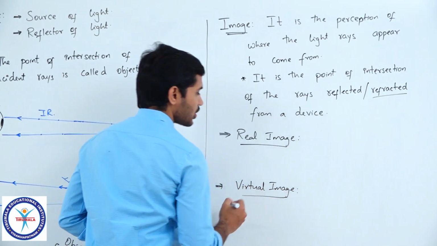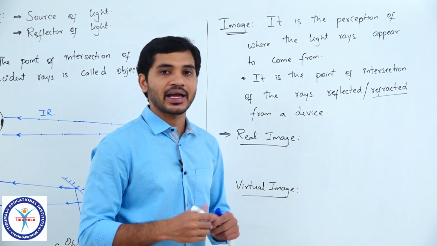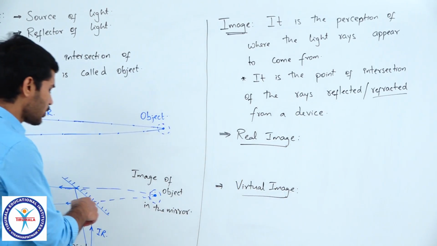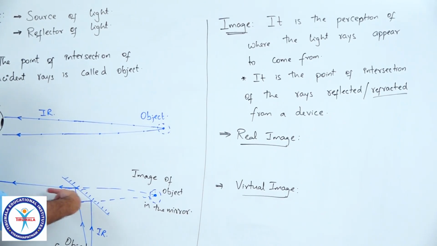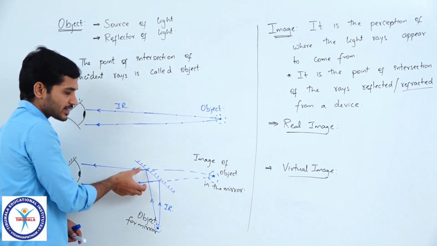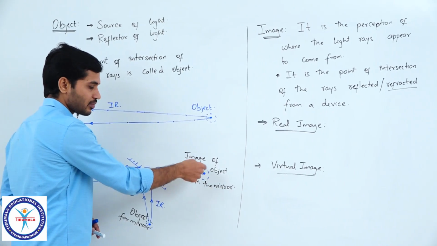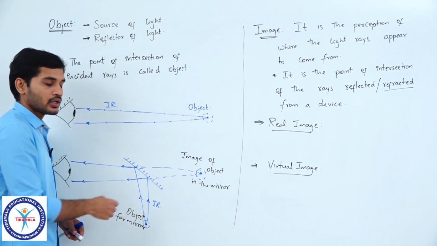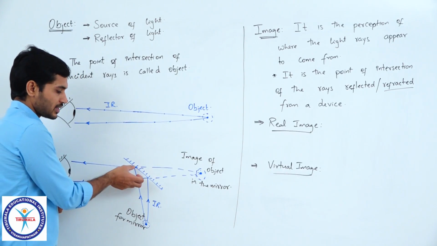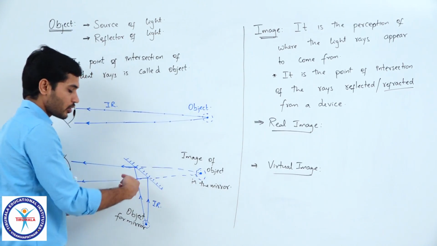A real image is something which is formed by actual intersection of reflected rays. In this particular scenario which I have drawn, the reflected rays are not actually intersecting over here. I had to trace them backwards and make them intersect at this particular point. This kind of image is called a virtual image, because this is not the actual intersection point of the reflected rays.